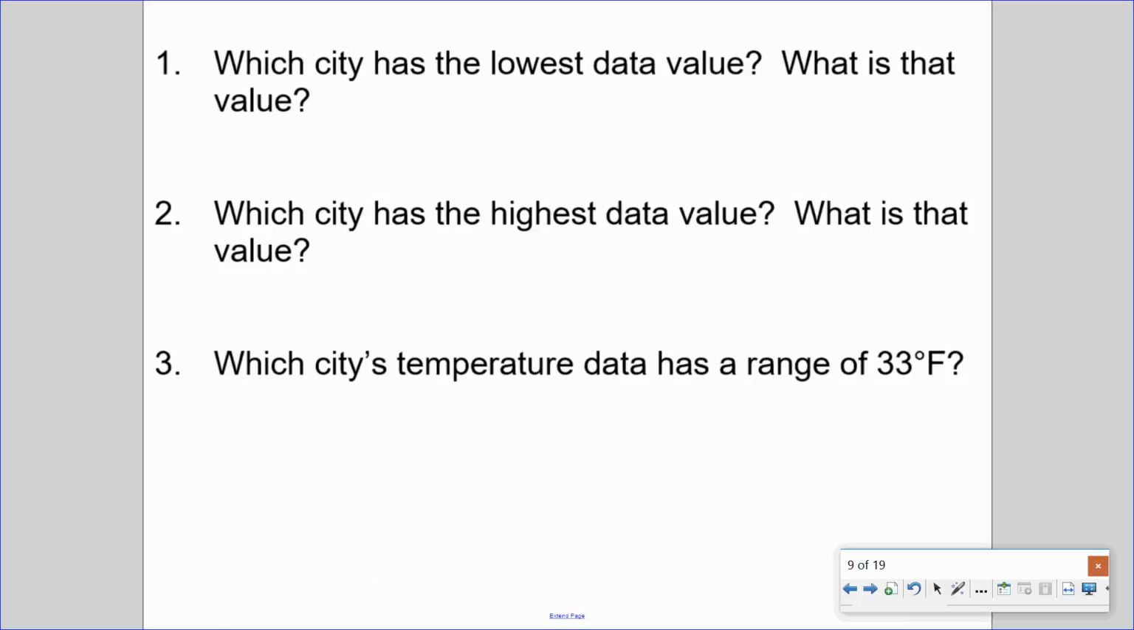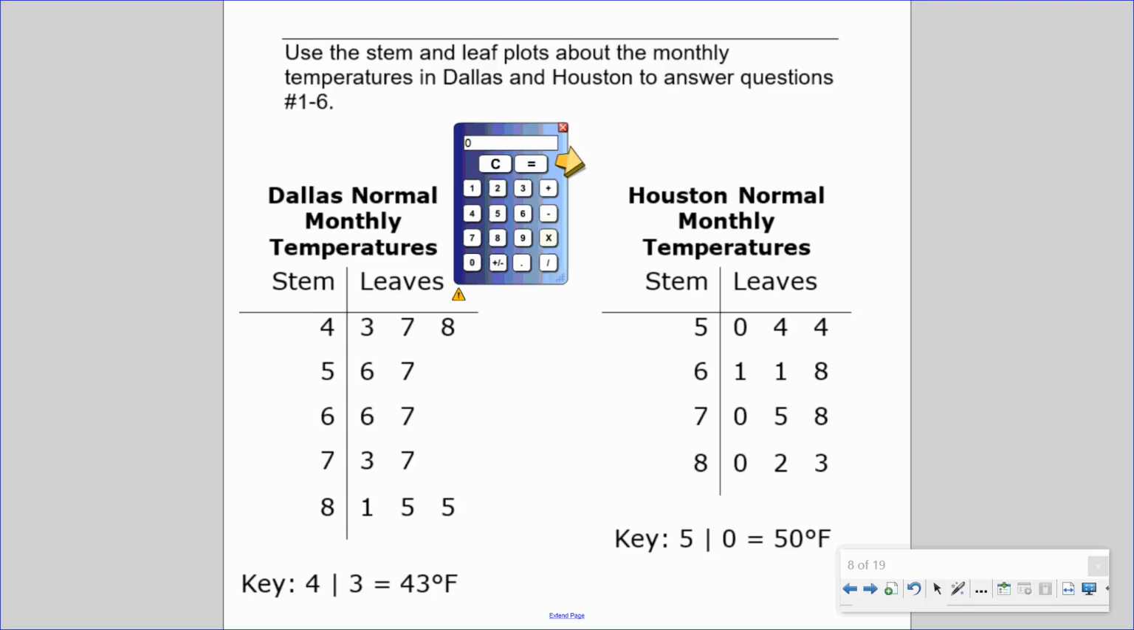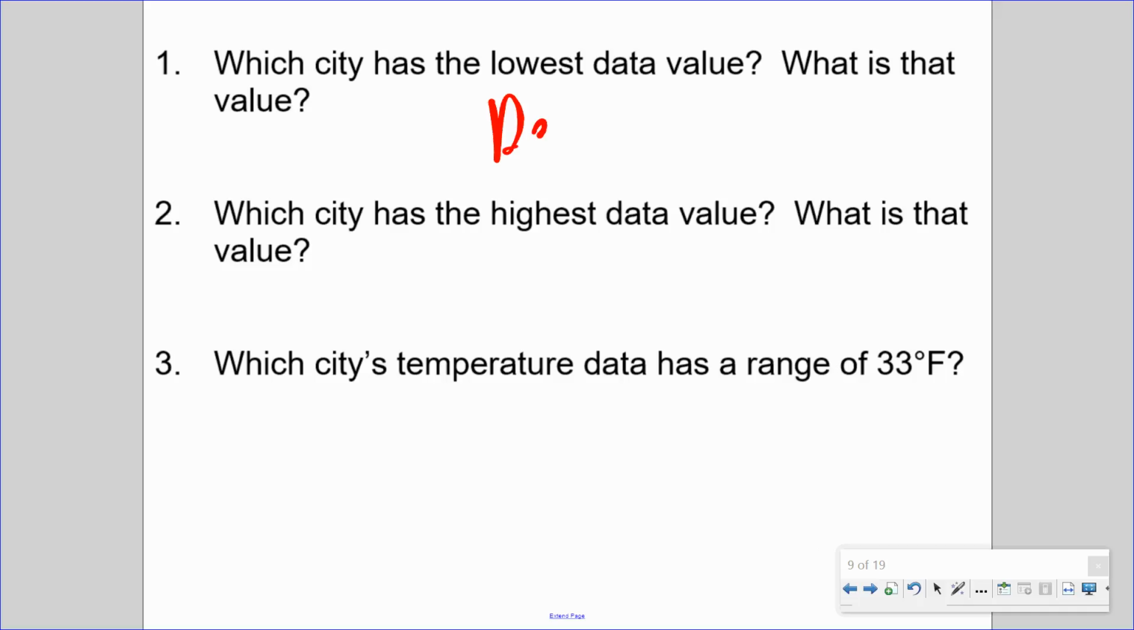So which city has the lowest data value? Lowest, 43, 50. It is Dallas. Dallas, 43 was the temperature. Let's make that a little neater.